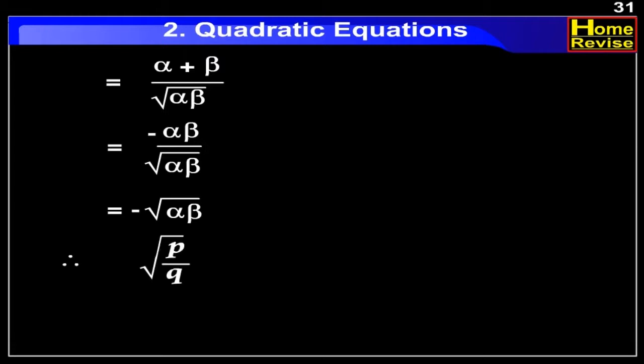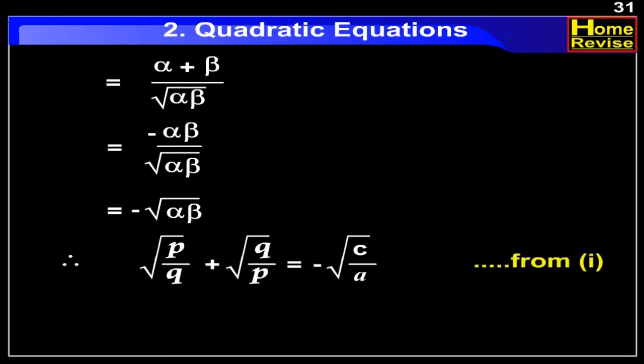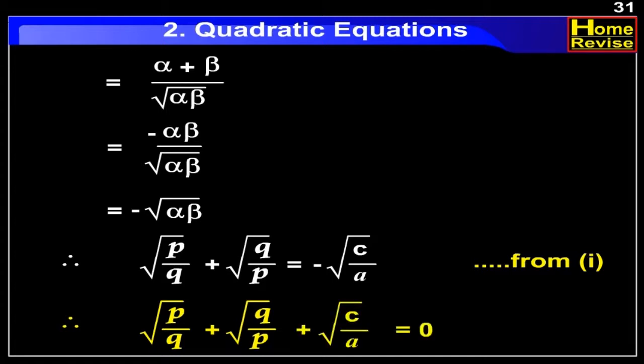Therefore, root p upon q plus root q upon p is equal to minus root c upon a from equation 1. Therefore, root p upon q plus root q upon p plus root c upon a is equal to 0.